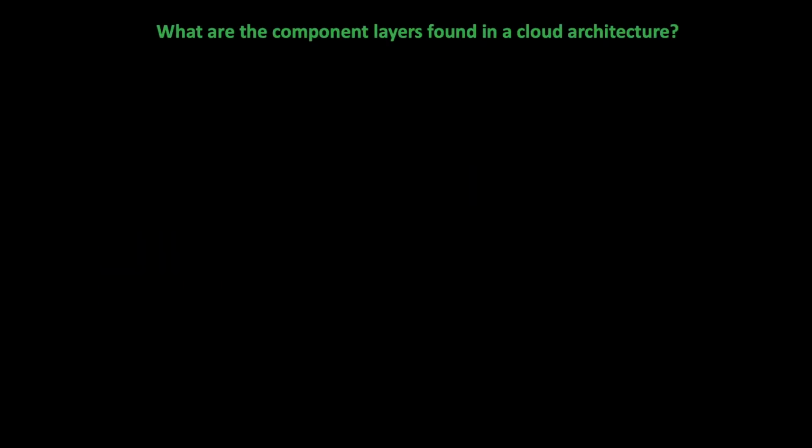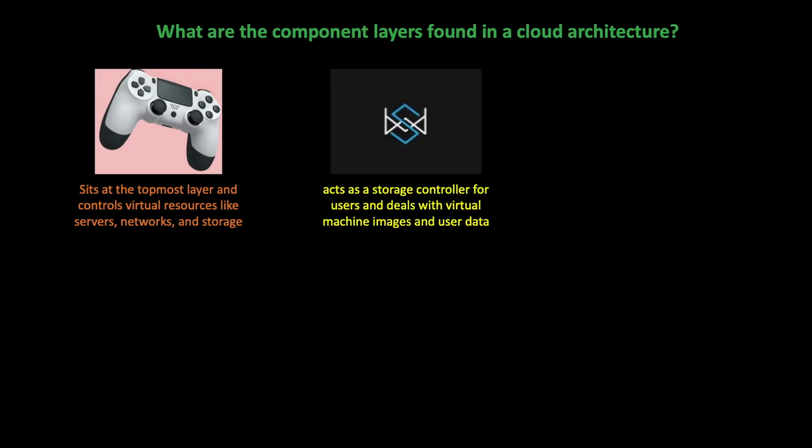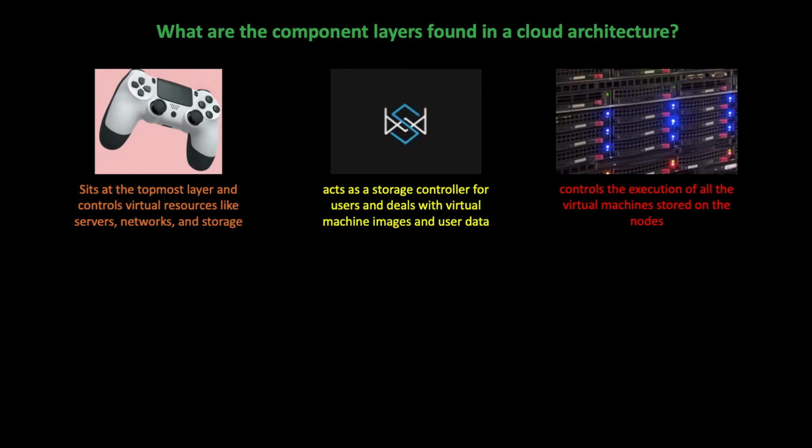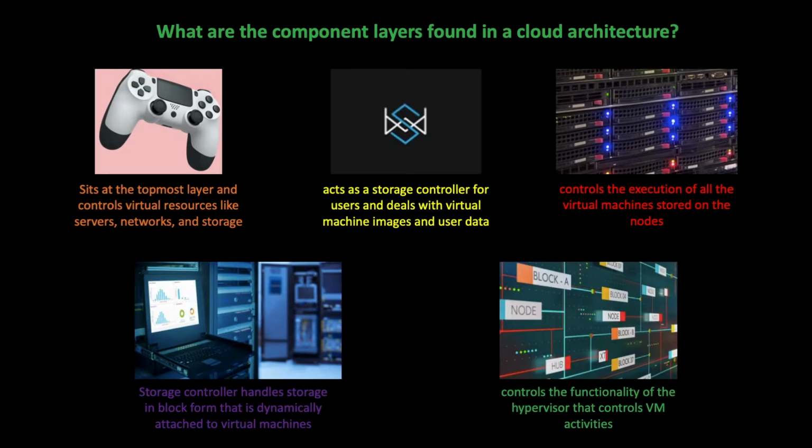What are the component layers found in a cloud architecture? The right answer would be Cloud Controller, which sits at the topmost layer and controls virtual resources like servers, network, and storage. Walrus, which acts as a storage controller for users and deals with virtual machine images and user data. Cluster Controller, which controls the execution of all virtual machines stored on the nodes. The Storage Controller, handling storage in block form that is dynamically attached to virtual machines. And the Node Controller, which controls the functionality of the hypervisor that controls virtual machine activities.